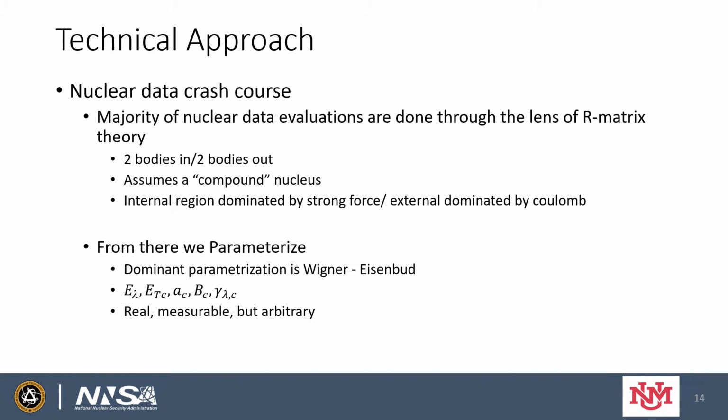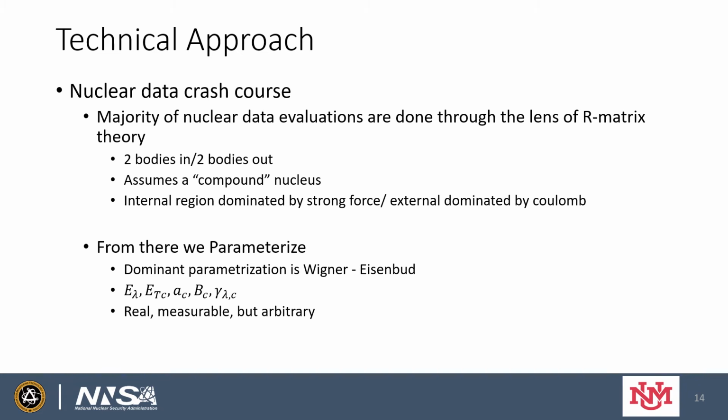Okay, time for a nuclear data crash course. So the majority of our nuclear data comes to us through the lens of R matrix theory. R matrix theory can be thought of as a series of assumptions about nuclear reactions that let us essentially standardize our view of them. These assumptions include things like only two bodies can interact, a sharp cutoff point between Coulomb and the other nuclear forces, among others.